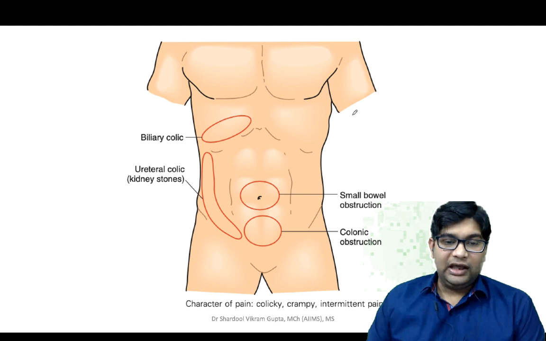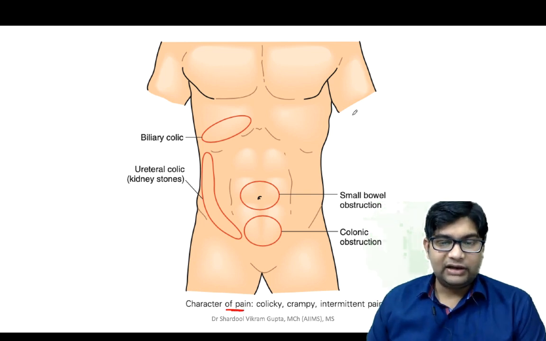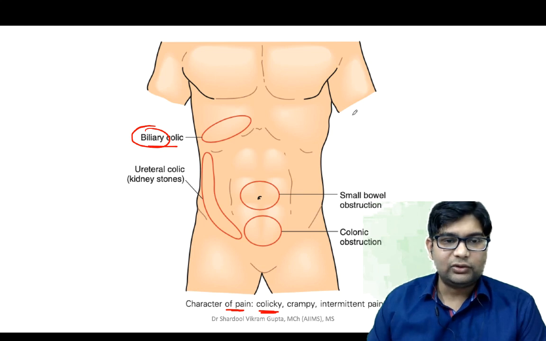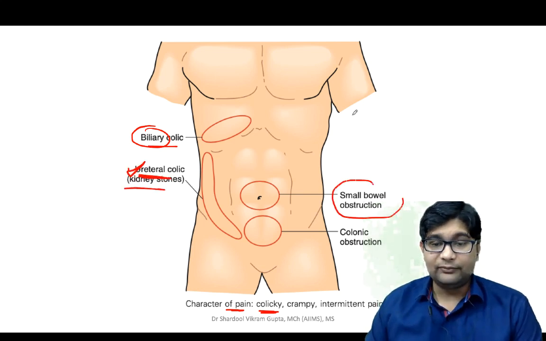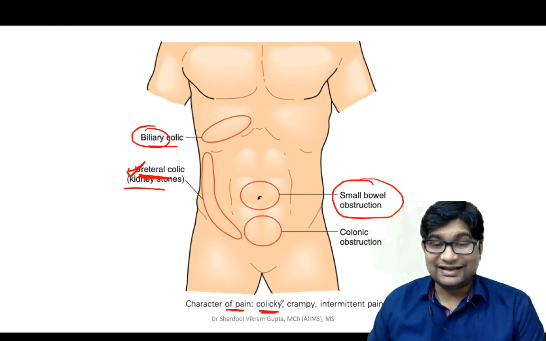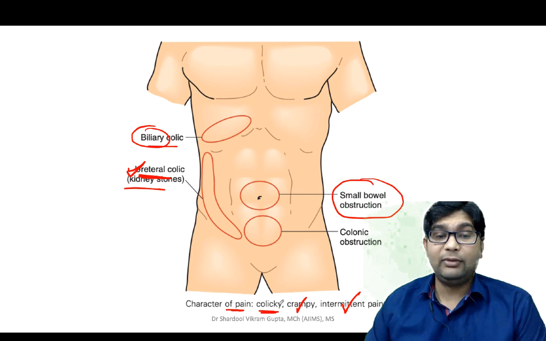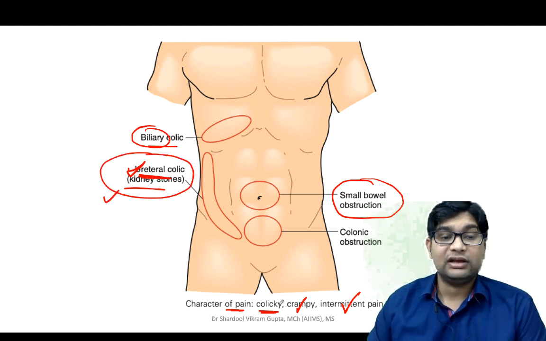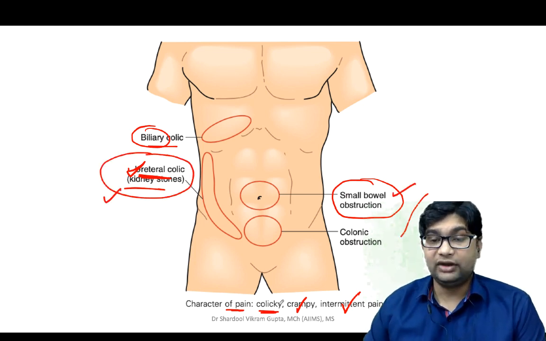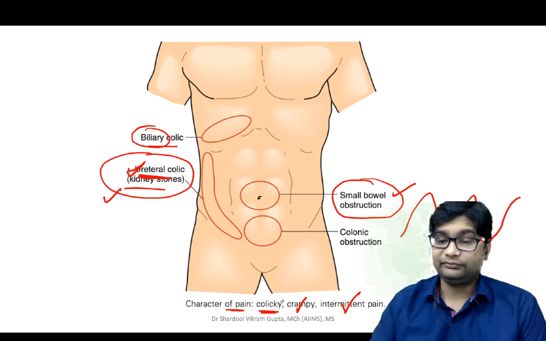As you see, this diagram is showing the character of pain. It may be colicky in nature. So biliary colic is a misnomer. The true colic is ureteric colic or small bowel colic or small bowel obstruction. So it is crampy or intermittent pain and gripping in nature. Small bowel obstruction and ureteric colic have gripping pain, and it comes and goes in a sinusoidal way.